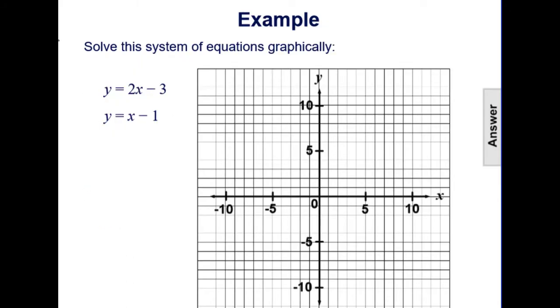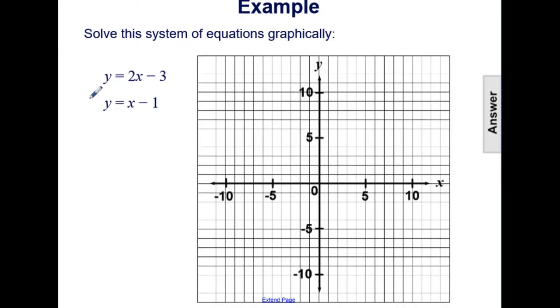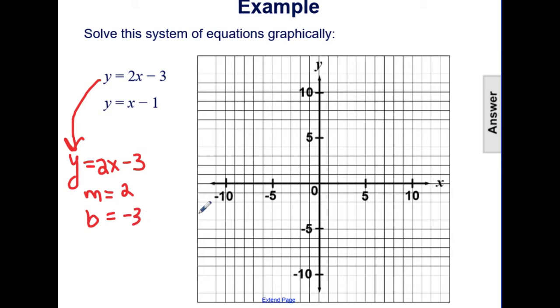Now let's use graphing to solve this system. Let's use red to represent the first line. We have y equals 2x minus 3, which is in slope-intercept form, where we have a slope of 2 and a y-intercept b of negative 3. So we'll begin at negative 3, and we'll go up 2, right 1, repeating, or down 2, left 1, to create the first line on our graph.